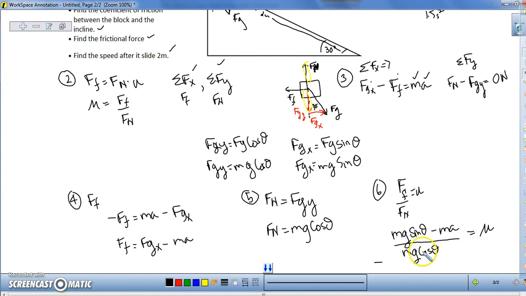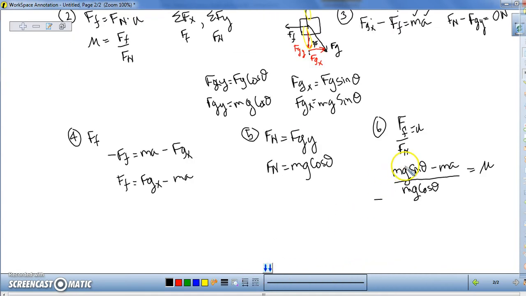That's our force normal. Now the reason why I did it like this, by the way, is to show you that we have mass in common in every term. So that actually goes away. Mass is here, here, and here. Now don't cancel g's out because you still have an a here. But the final answer is going to be g sine of the angle minus a over g cosine of the angle equals mu.